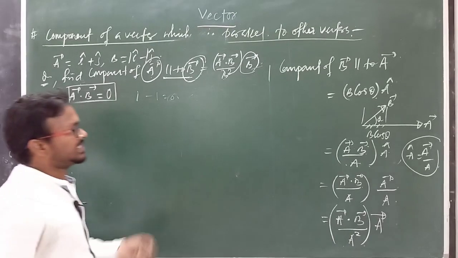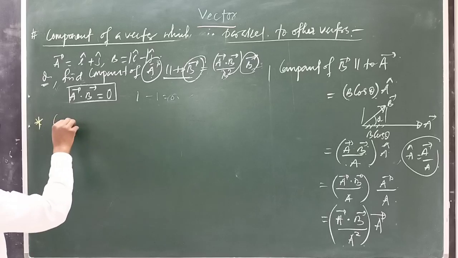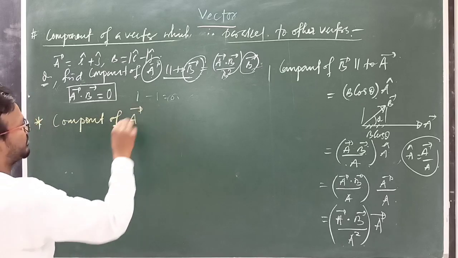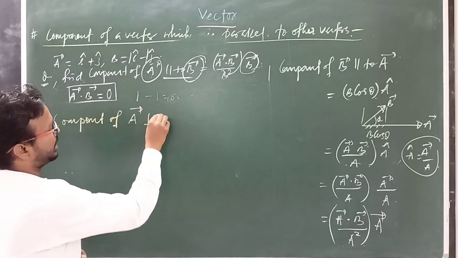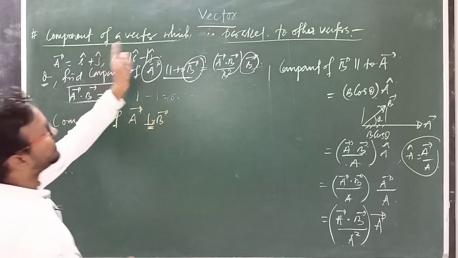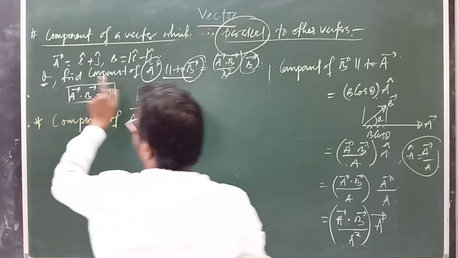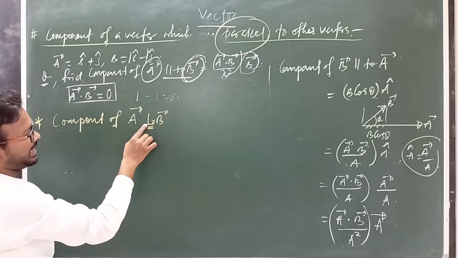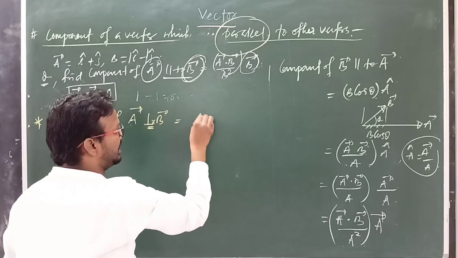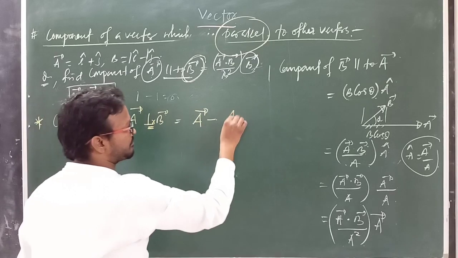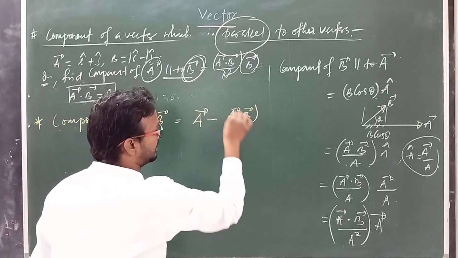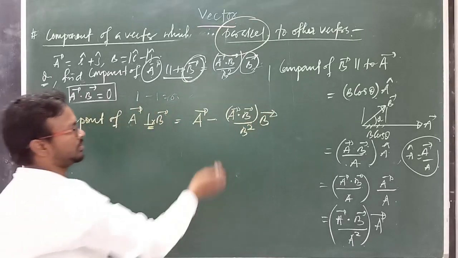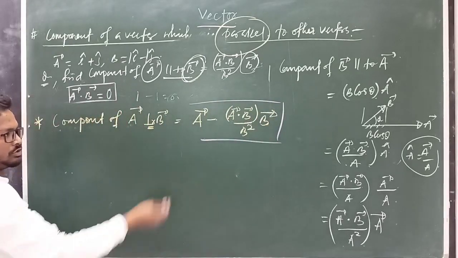Clear? Next, this is the parallel component, and another component you can write is the component of a vector perpendicular to B vector. Here we found the parallel component, meaning the component of vector A parallel to B. Similarly, the component of vector A perpendicular to B means you have to remember this relation, that is A vector minus A dot B vector divided by B square into B vector. Clear? This is the formula. You have to remember this formula, and if you use the values then you will get the answer.